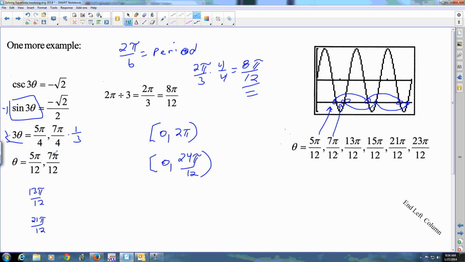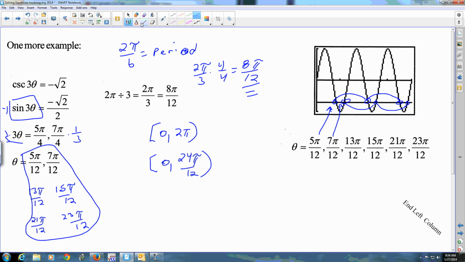Then you start with the next one and start another column. 7 pi over 12 plus 8 pi over 12 gives me 15 pi over 12. Add 8 pi over 12 onto it and you'll get 23 pi over 12. That's all the answers I can get. There are 6 answers, and if you look at the graph, 1, 2, 3, 4, 5, 6, there are 6 intersections.